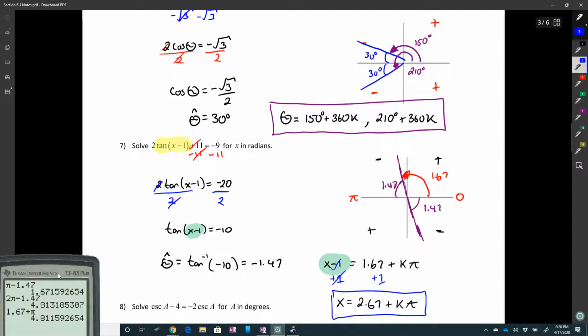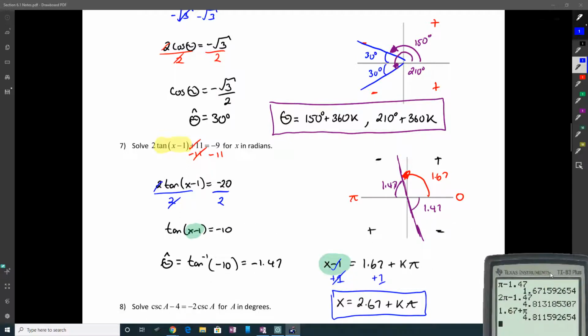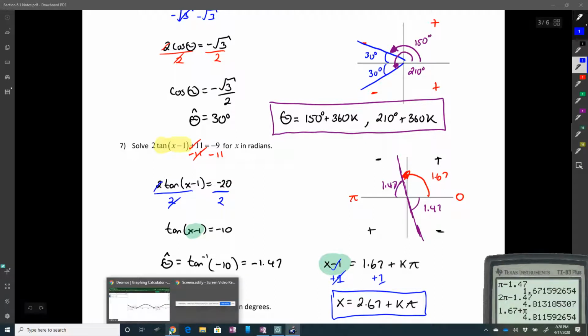Now the moment of truth is you type this in Desmos and see if you get the right answer. So 2 tan of x minus 1 plus 11.